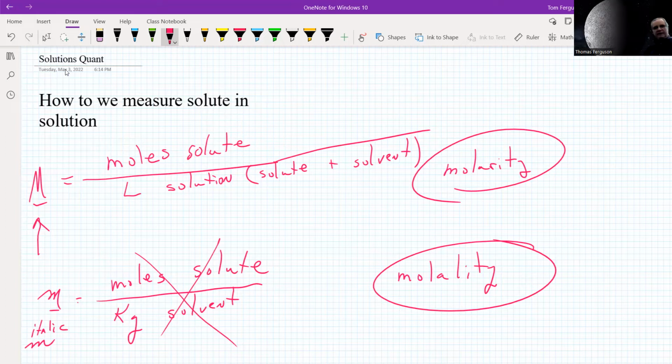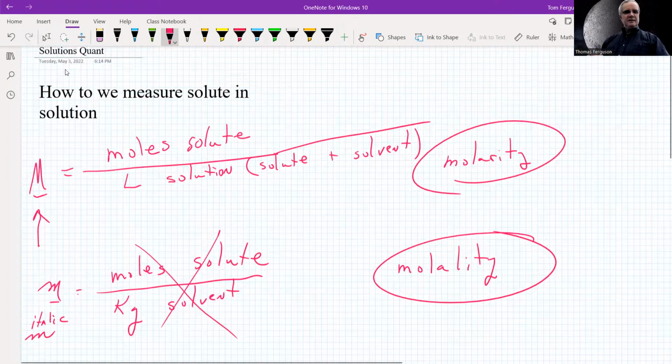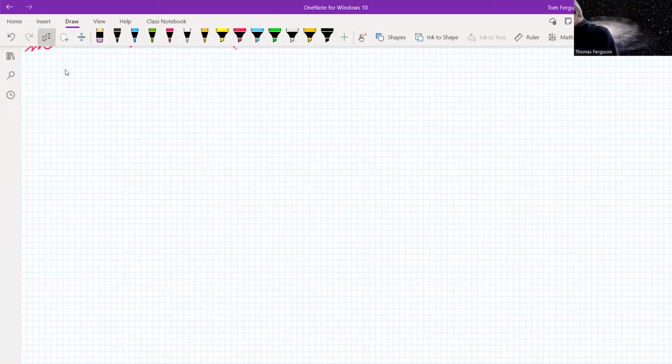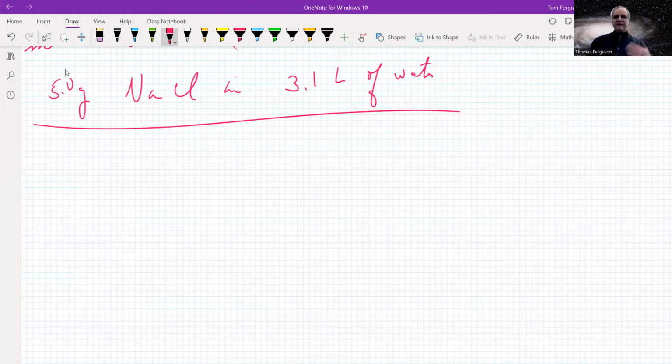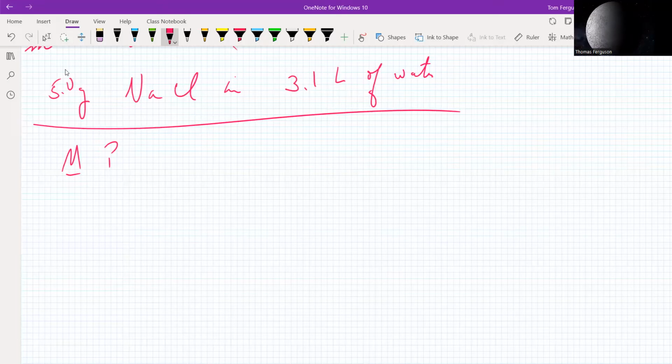All right, so molarity. Let's do an example problem. I've got 5 grams of sodium chloride and 3.1 liters of water. What's the molarity? Remember the definition of molarity, it's moles per liter. Grams, we need to convert to moles.